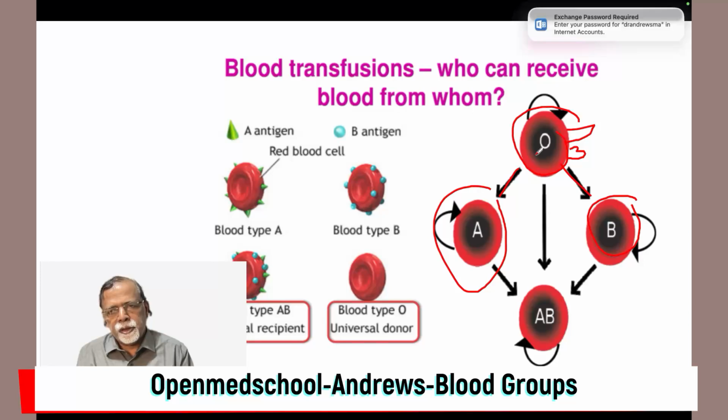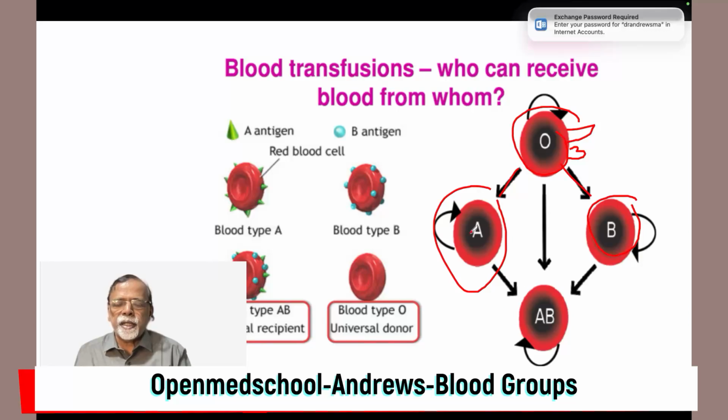Hope you understood the reason O is called a universal donor, because O group blood or RBC has neither A nor B antigen on the surface. So in the serum of the patient, the antibodies cannot react with the antigens. Okay, so O is a universal donor. So take the AB group of person.